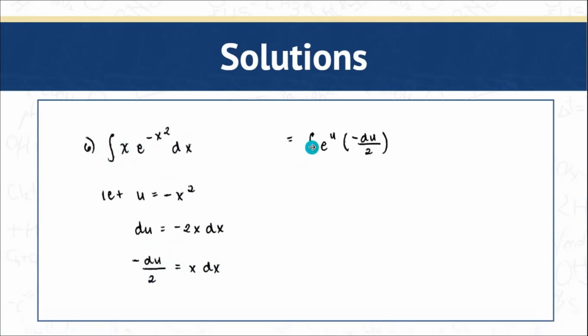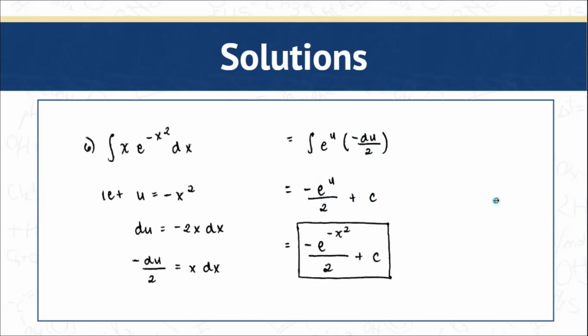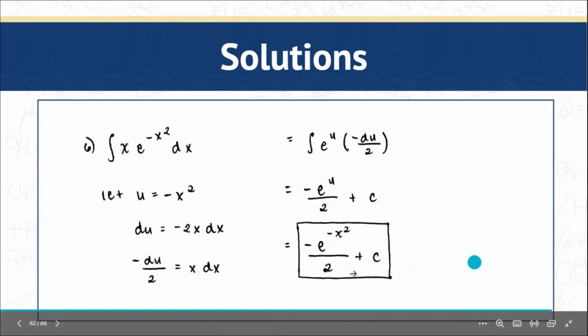And then substituting u and du, x dx is equal to negative du over 2, and then u is equal to negative x squared. So we have the integral of e raised to u times negative du over 2. And that's just simply negative e raised to u over 2 plus c, because the integral of e raised to u is just e raised to u. And then we have the negative 1/2 factor, and then plus c. Again, undoing the substitution, our final answer would be negative e raised to negative x squared over 2 plus c.